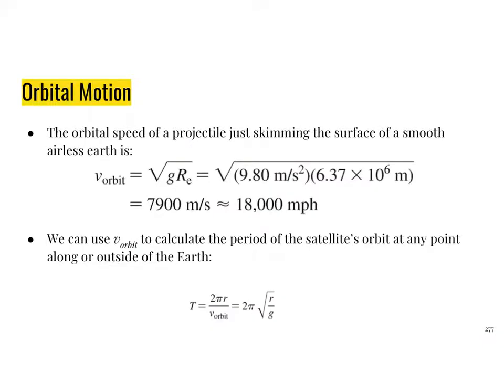Taking a look at Earth's surface, if we were to orbit directly at the surface, we can plug in g and the radius of Earth, and we get around 18,000 miles per hour, or 7,900 meters per second. That is how fast you would have to go to orbit the Earth. We can also use this equation to calculate the period, how long it takes at any point outside of Earth's surface, by manipulating that radius.